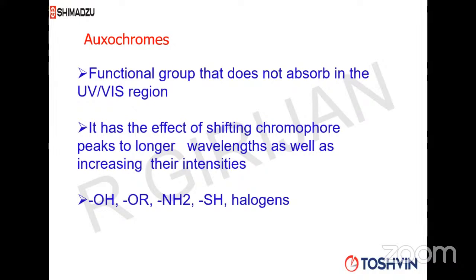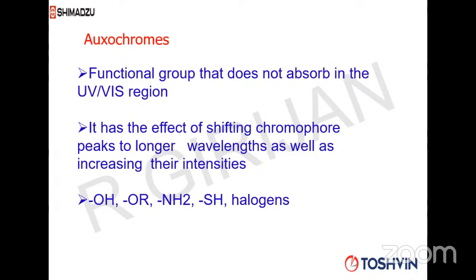And number two, it can also increase the intensity of absorption. Again, suppose your molecule contains a chromophore, and because of the chromophore, your sample is absorbing UV, and the absorption you are getting is, say, 0.5. That's the intensity of absorption. Now, if an auxochrome is present, this intensity can increase, say from 0.5 it can go to 0.6, 0.7 or 0.8. So it is acting in two ways.